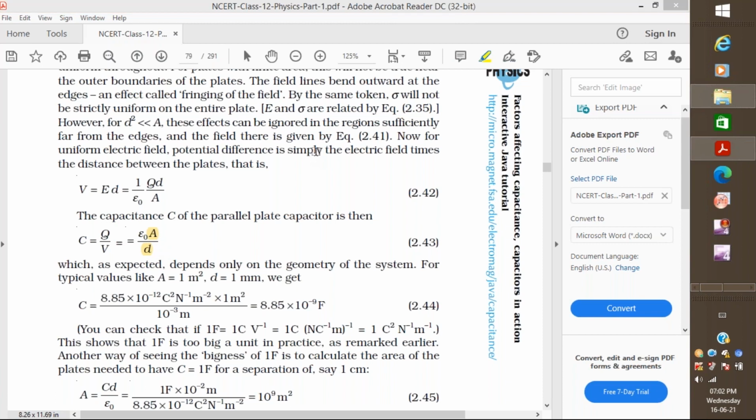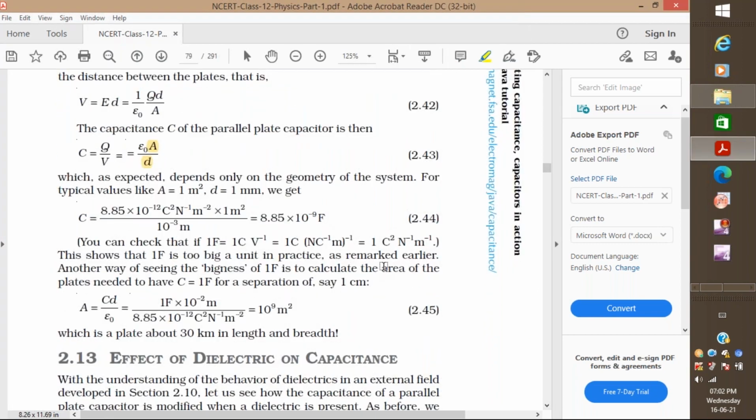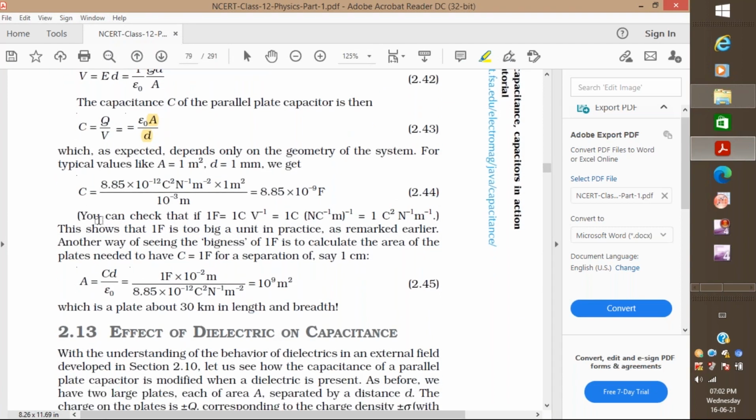Now look, as I told you, how big is the unit farad? Here there is a simple example. See, how big is 1 farad? If I write 1 farad, that means this also has to be 1 coulomb, and this also has to be 1 volt. Now I want to calculate: if my capacitance is 1 farad, how large does the area of the plate have to be?